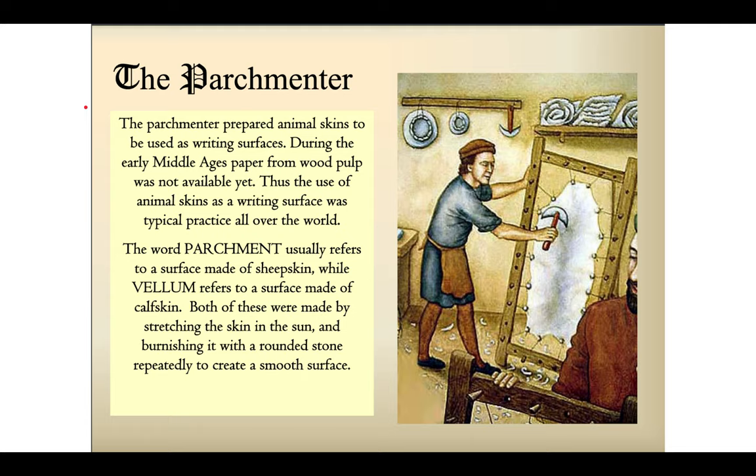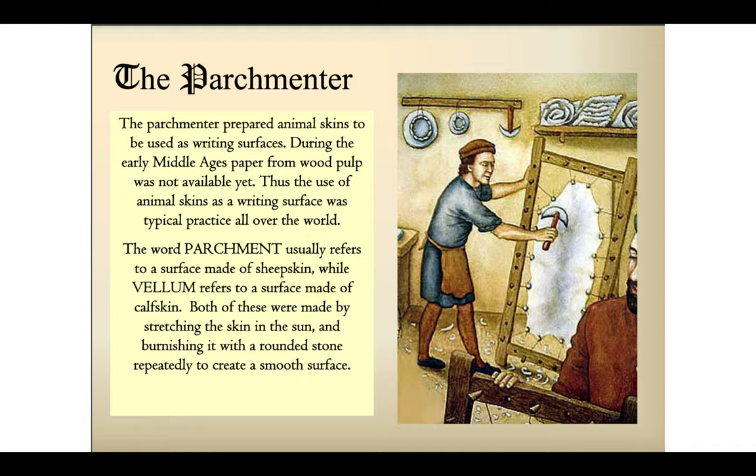So the parchmenter prepared animal skins to be used as writing surfaces. At this time, paper from wood pulp wasn't available yet. They didn't have the tools or the resources to make that. So they used animal skins as writing surfaces. This wasn't typical just in Europe. It was typical all over the world.